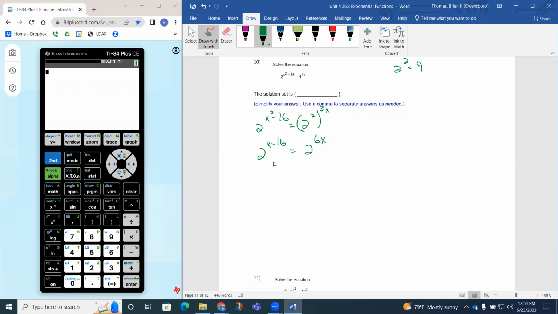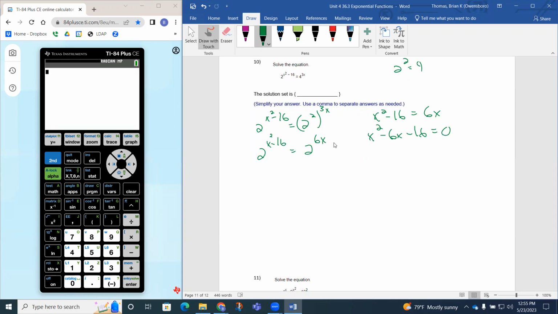Now, since the bases are the same, I can set the exponents equal to each other. That should be x squared minus 16. So what I can do now is write this as x squared minus 16 is equal to 6x. And what I can do is bring the 6x over. Since it's the linear term, it wants to be in the middle. So this becomes x squared minus 6x minus 16 is equal to 0.